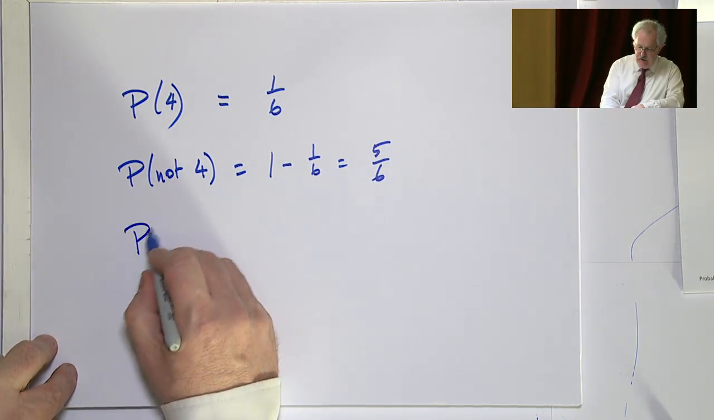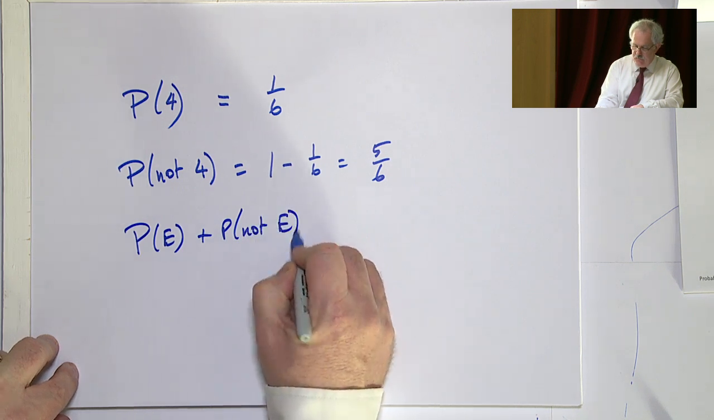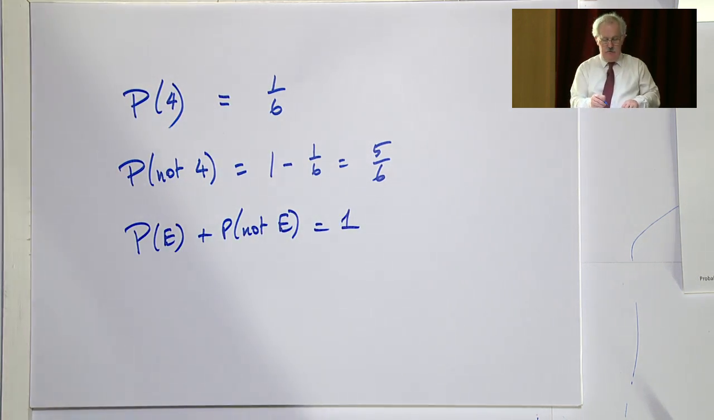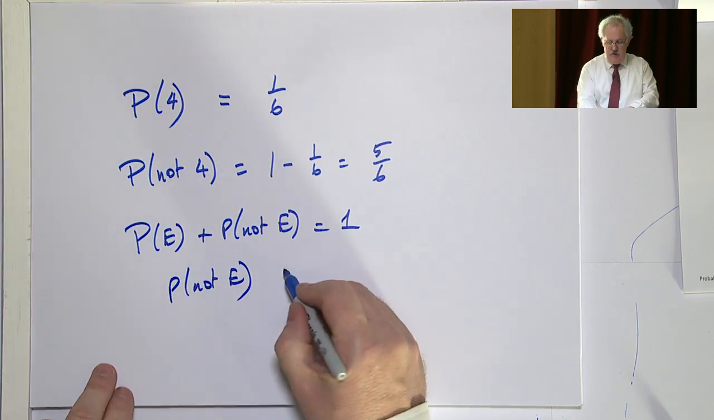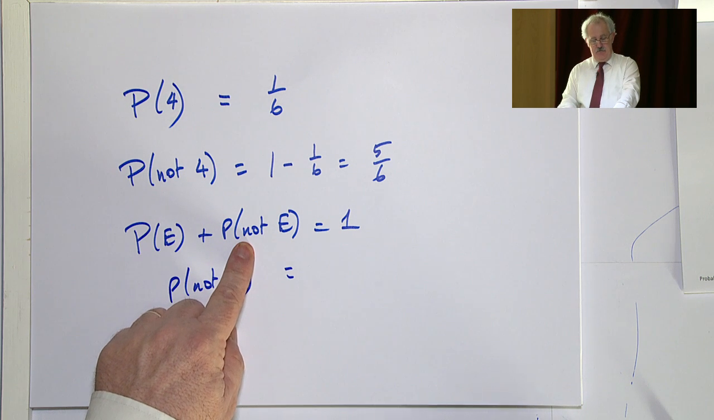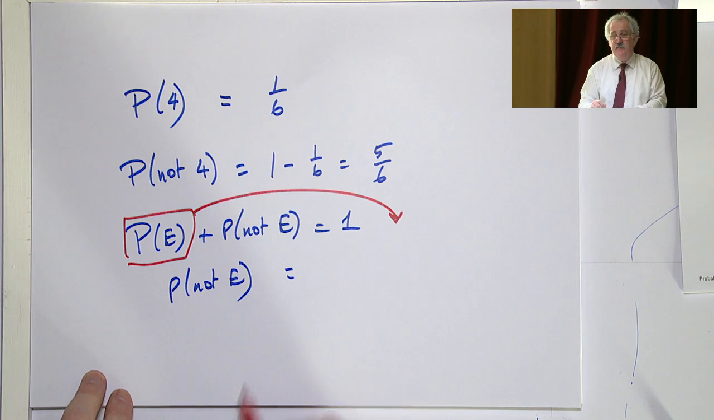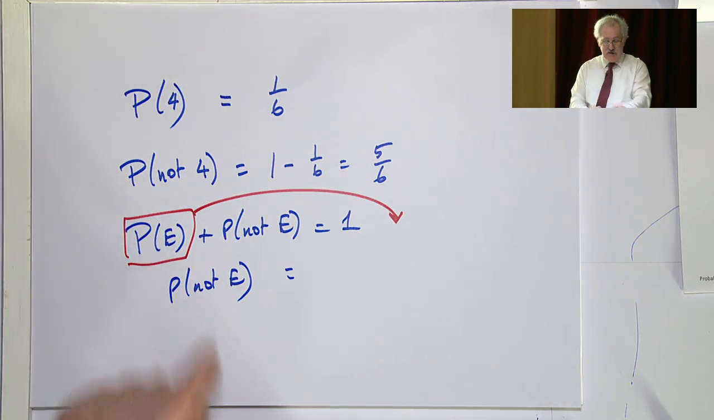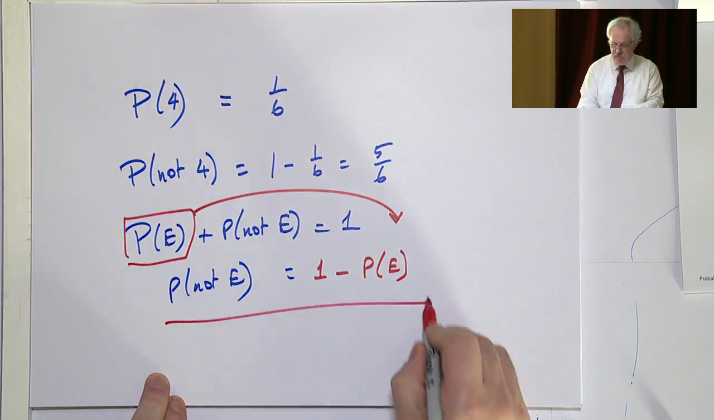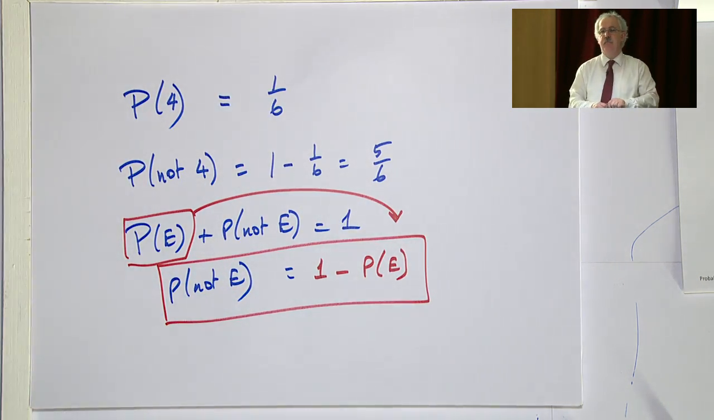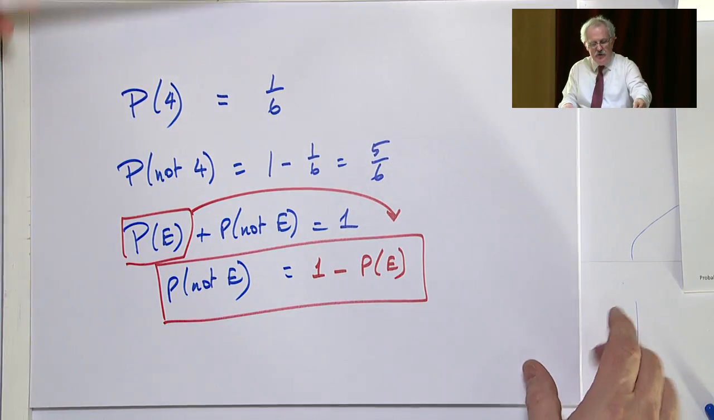So P(E) plus P(not E) is 1. So P(not E), if I wanted this on the left-hand side, and I didn't want this bit, I would get rid of it by moving it over to the other side, or subtracting it from that side, so I get 1 minus P(E). Is that okay? And that's how that works. All right? So that's that example there.